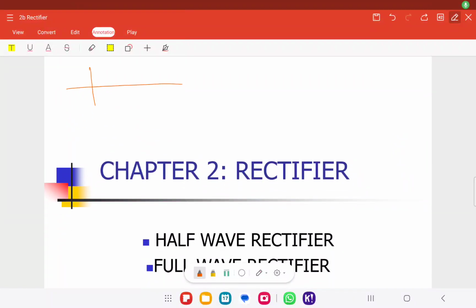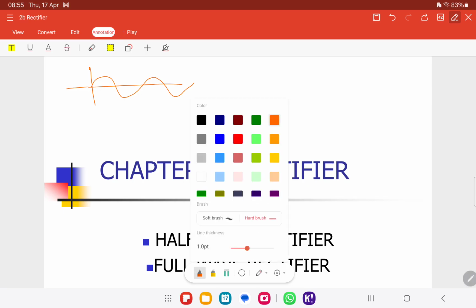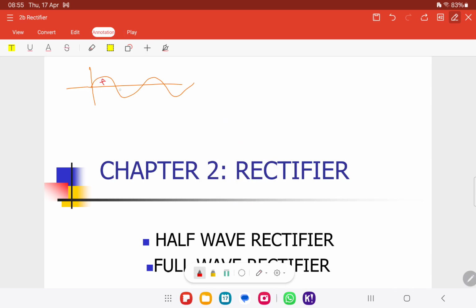So the AC signal, it is like this, right? Sine wave, or sometimes if we want to change it, a square wave is also possible. But the AC signal is a continuous signal which has the positive and negative. This is the positive, this is the negative cycle.